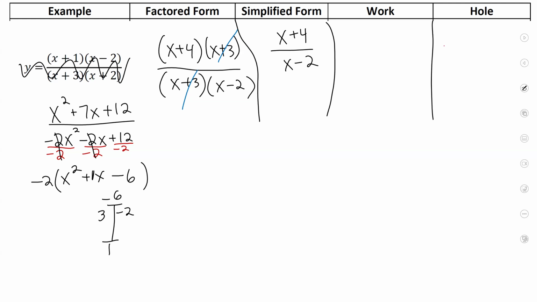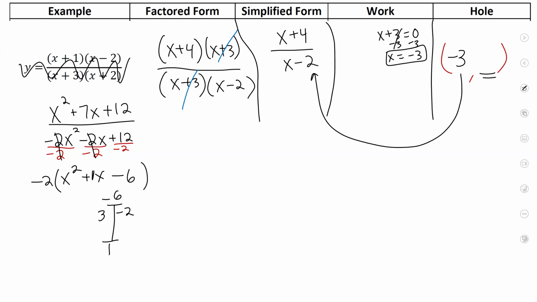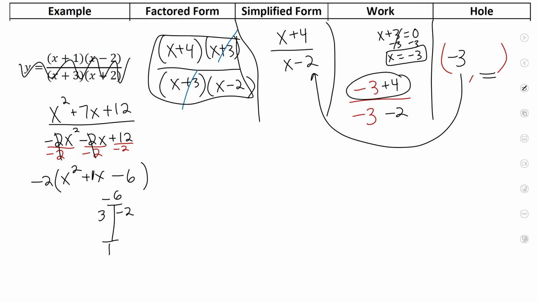How do I find my hole? I took away x plus 3, so set that equal to 0. What's the answer? Negative 3, because we subtract 3 from both sides. How do I find the y value? Plug it into the simplified one. Don't put it into this complicated one. Don't make more work for yourself. Okay, so I'm gonna write it down. We're plugging in negative 3 plus 4 minus 2. Okay, what's negative 3 plus 4? 1. And what's negative 3 minus 2? Negative 5. That's your answer.